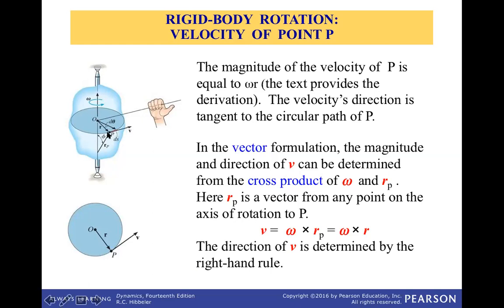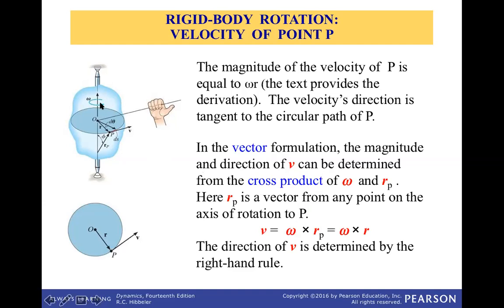Here it is rotating in this direction. To determine the direction, we can also use the vector multiplication, or cross product, of vectors. So the linear velocity vector v should be equal to the angular velocity omega times rp. Omega has a direction where counterclockwise is positive.